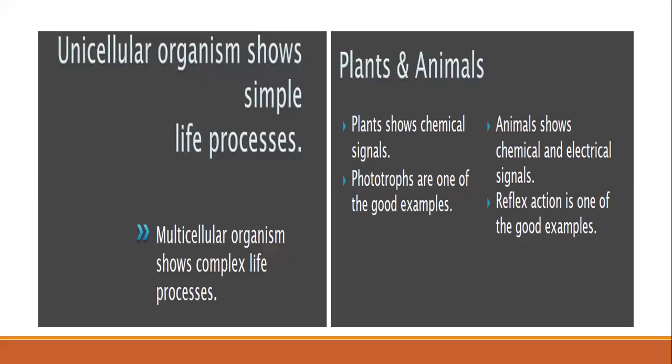In case of animals, we respond to the surroundings. We respond to the changes in the surroundings as certain chemical and electrical signals pass on in our body. It is called reflex action. So these are the two good examples of control and coordination in plants and animals.